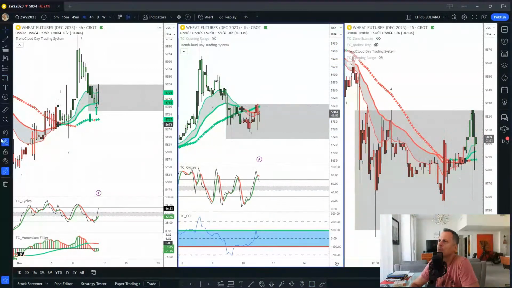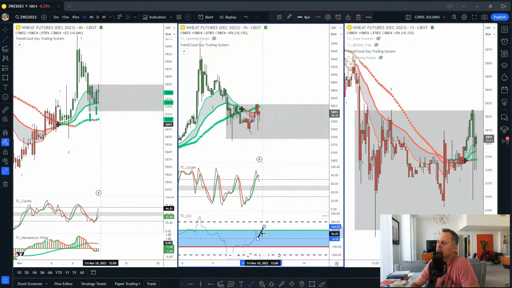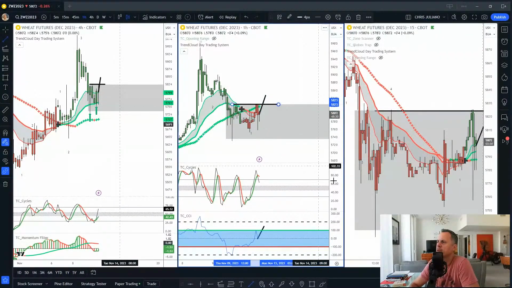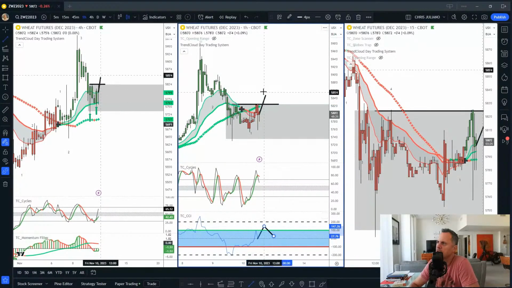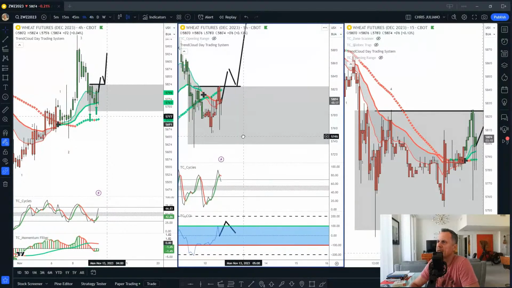Sideways movement on wheat. We really need to see this, right? We need to see a break above positive 100 on that CCI. Breaks above the trend cloud on that middle time frame, right? So that we can pull back into that blue shaded area, find some support, and then make the move up. So we'll leave that little plan on there.